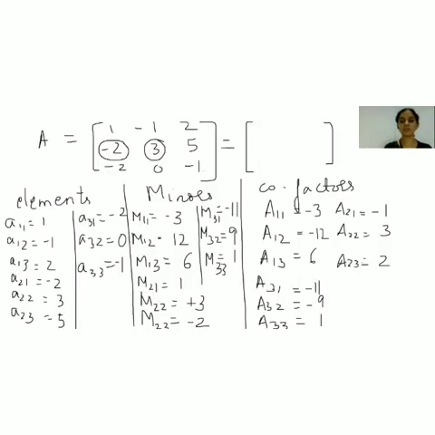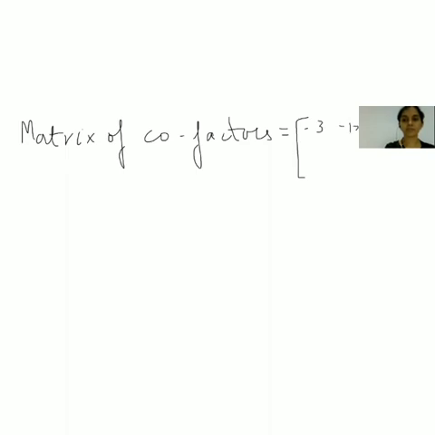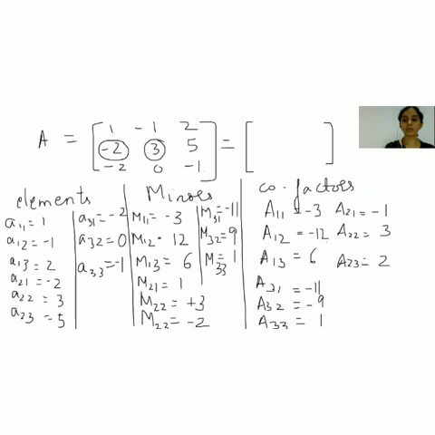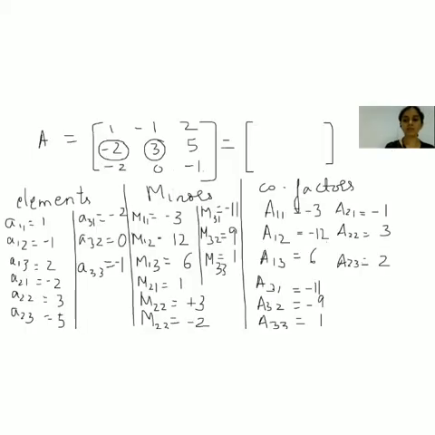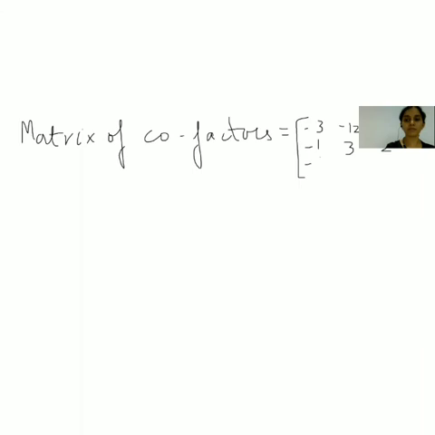So first row will be -3, -12, and 6. Okay, then second row will be -1, 3, and 2. Okay, and the last one will be -11, -9, and 1. This is your matrix of cofactors.